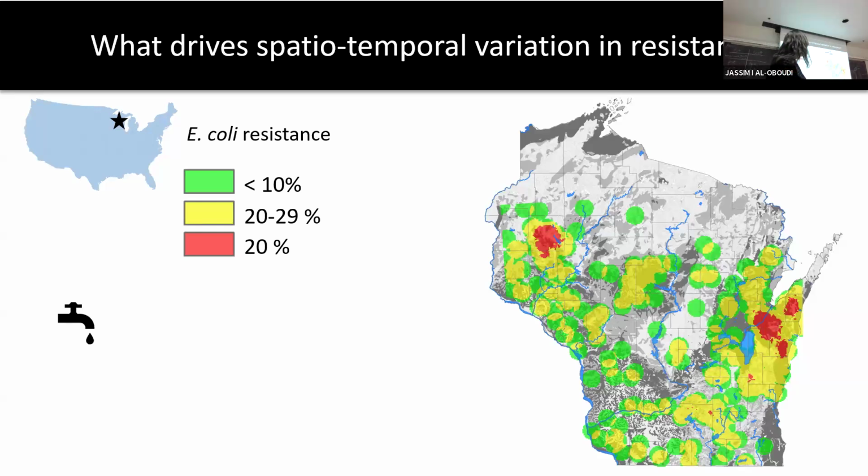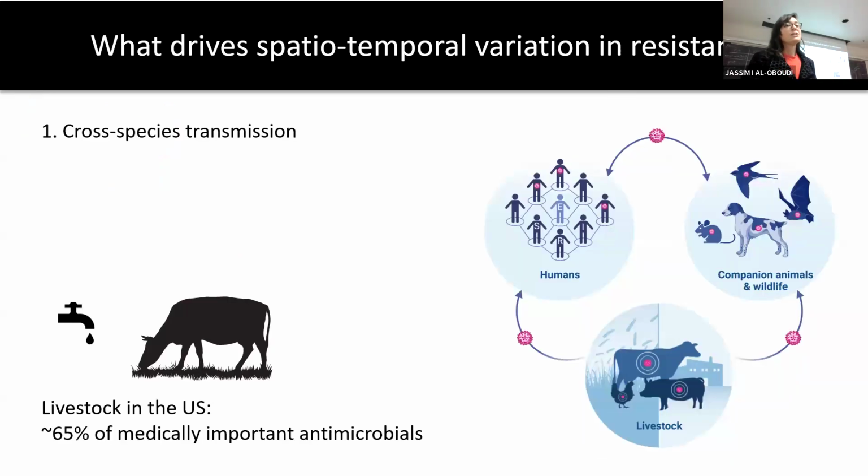So one obvious place to start in the state of Wisconsin is with livestock. And that's because in the US alone, where we have pretty good regulations on the use of antimicrobials in livestock, around 65 to 73% of all medically important antimicrobials are used in the livestock industry. These have historically been used as growth promoters because, for reasons we don't quite understand, animals grow much faster and with less food if they're given antimicrobials.